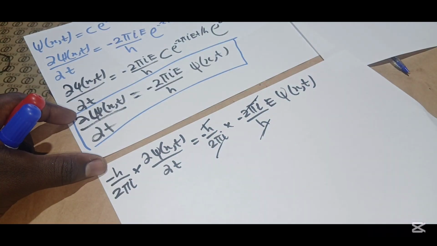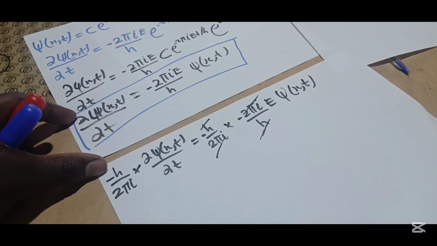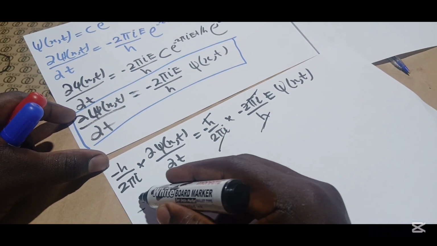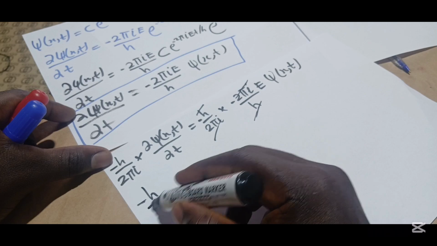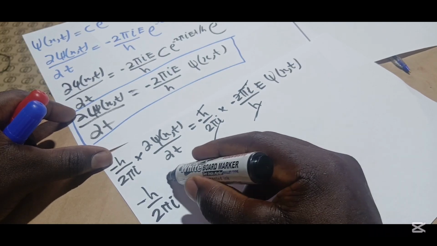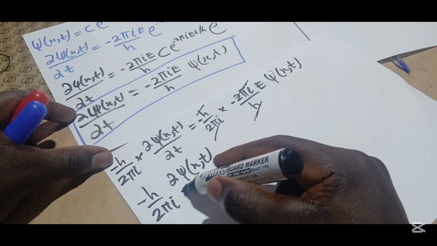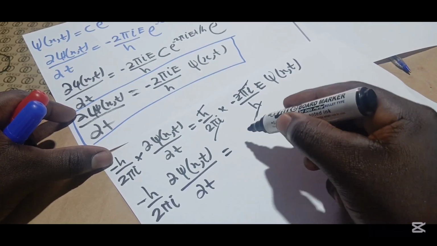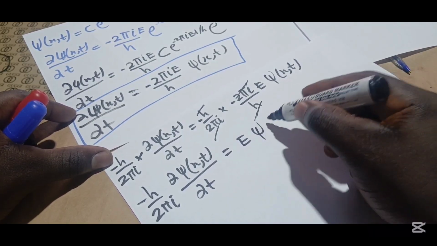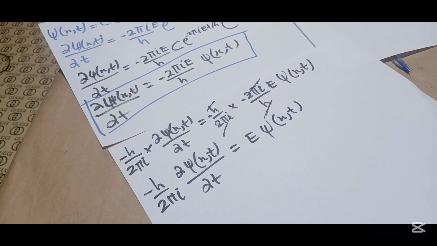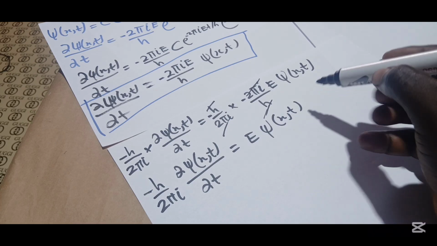And then we are going to have minus h over 2 pi i d psi over dt equal to E psi of x and t. So rearranging the result of the derivative of the wave function with respect to time gives us this.